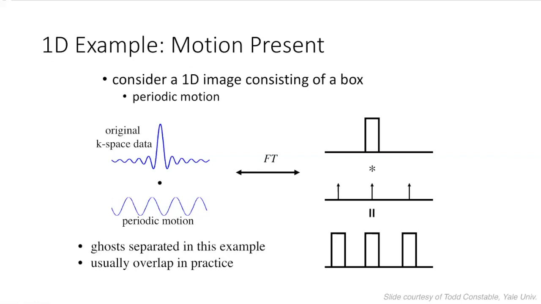Luckily, in this example the ghosts are separated, but in reality they usually overlap in practice. Before I leave the slide, I want to remind people of the convolution theorem I presented earlier. It's a really helpful way to look at this, where you're multiplying two functions in K-space, and that results in a convolution in image space.